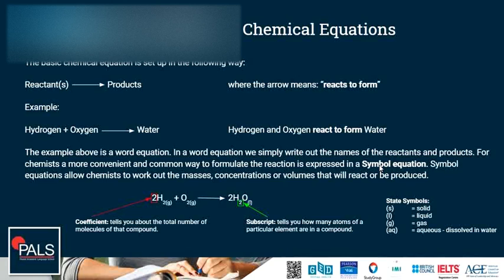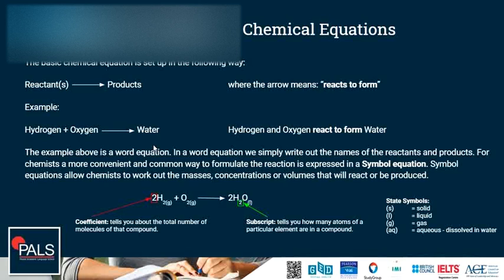The basic chemical equation is set up in the following way. We write the reactants on the left side, and then we write an arrow and the products on the right side. The arrow means reacts to form. So for example, hydrogen plus oxygen react to form water. So the example above here is a word equation. In a word equation, we simply write out the names of the reactants and products.